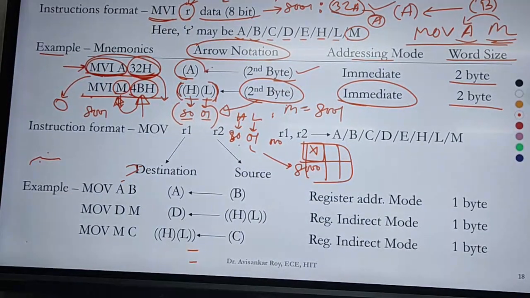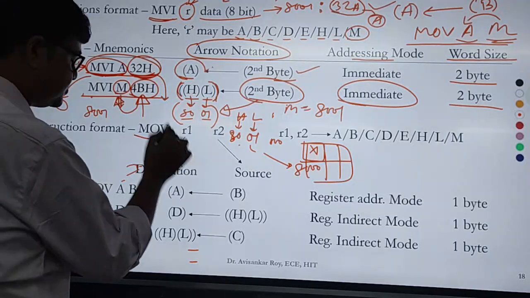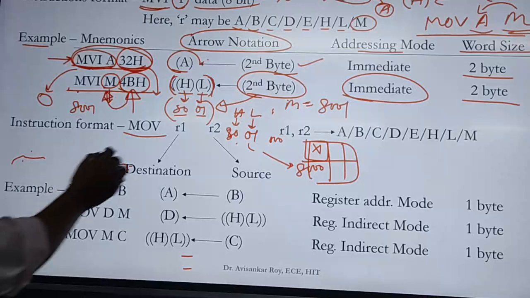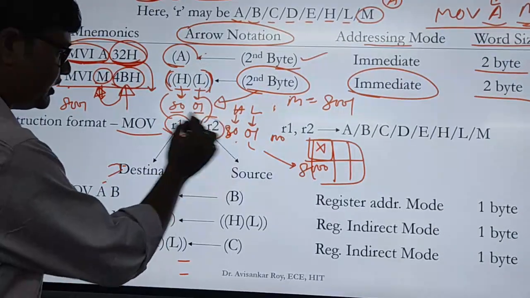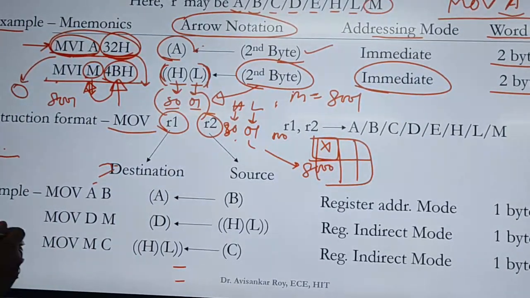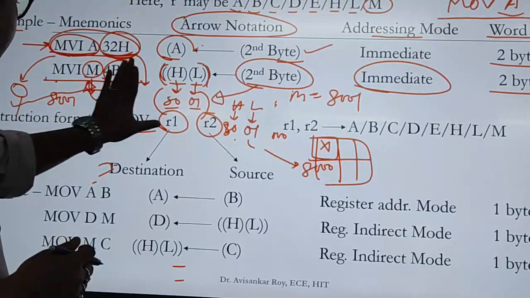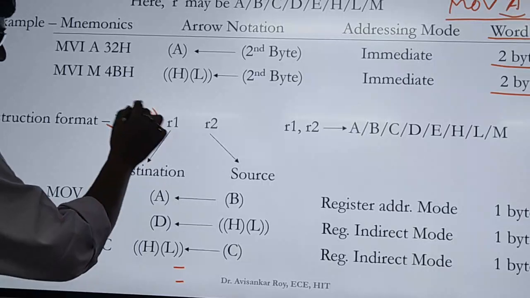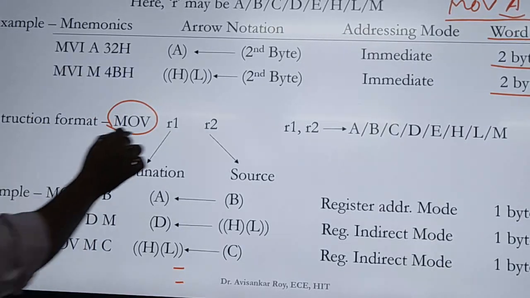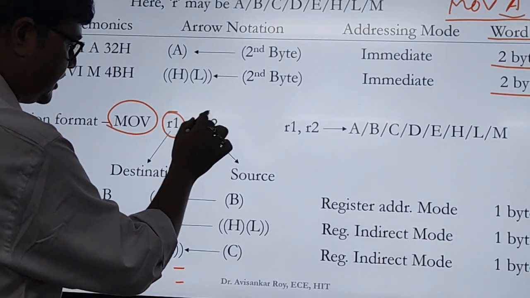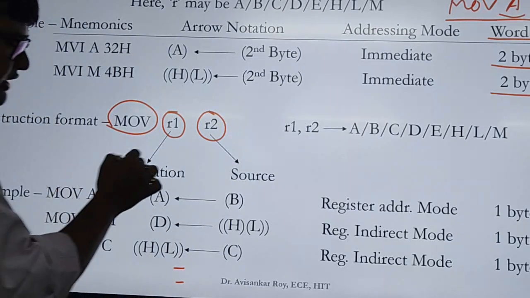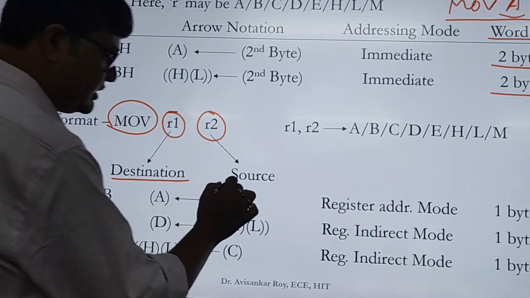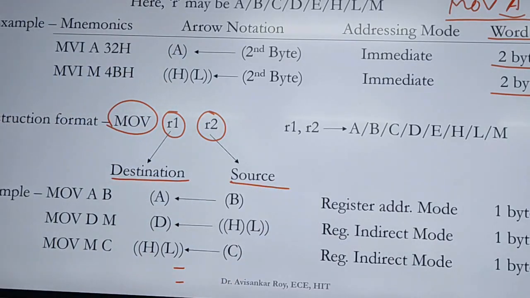Next, another instruction is MOV. So the opcode, operational code, is MOV, and R1 and R2 are the operands. So better I can erase. Next, MOV is another opcode. R1 is operand 1, R2 is operand 2. So here the first operand defines the destination, and the next is the source register.